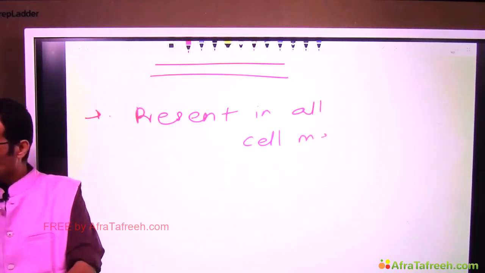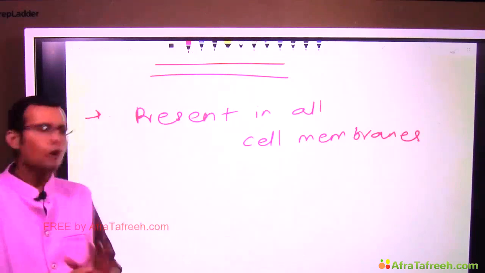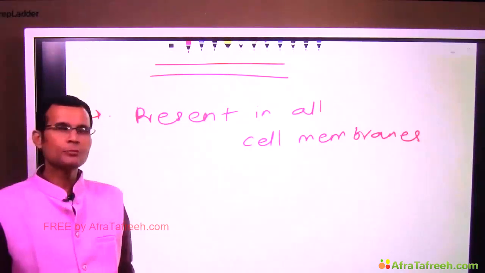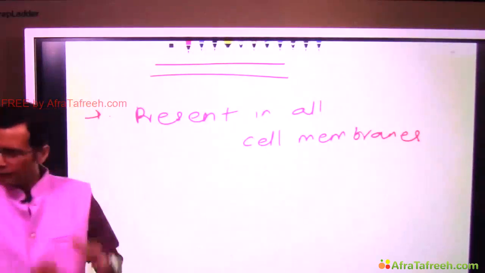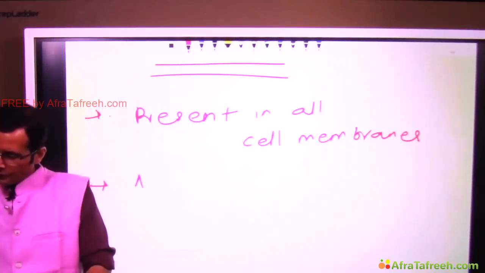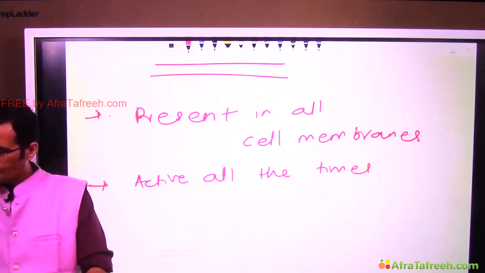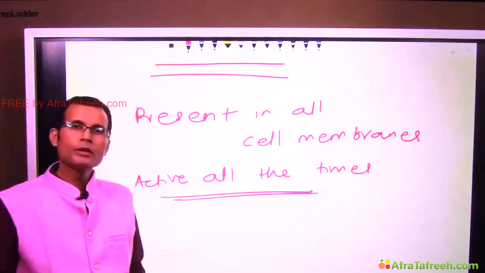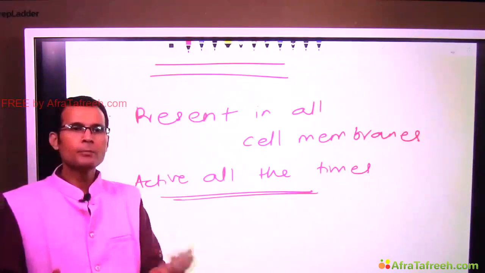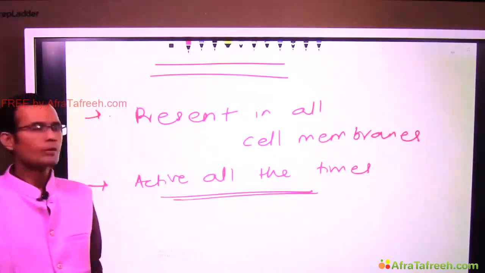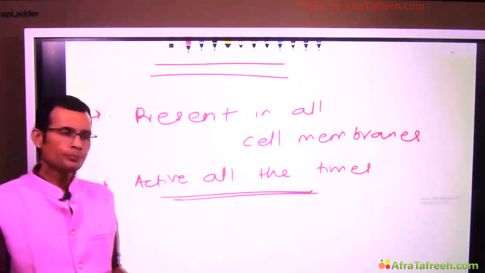All the cell membranes have sodium potassium pump. It's not as if it's there only in nerve or muscle or this or that. You take an RBC, it has sodium potassium pump. In nerve, muscle, cardiac tissue, anywhere, everywhere. And it is active all the time. I mean, it's not as if something happens, an impulse goes and then it becomes active. No. It's continuously performing its job of sodium and potassium transport.